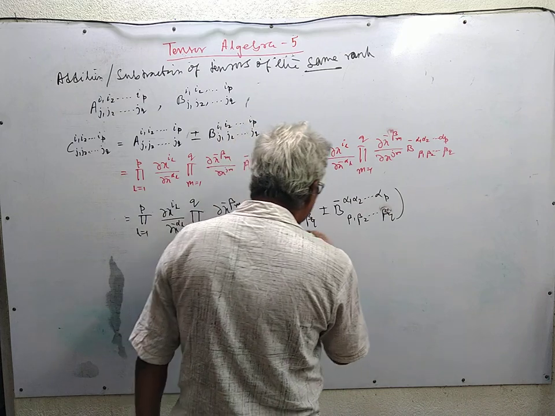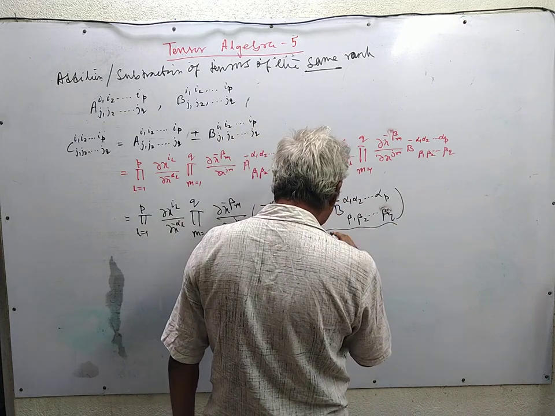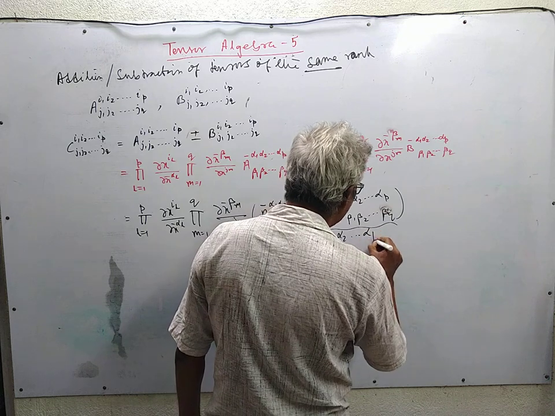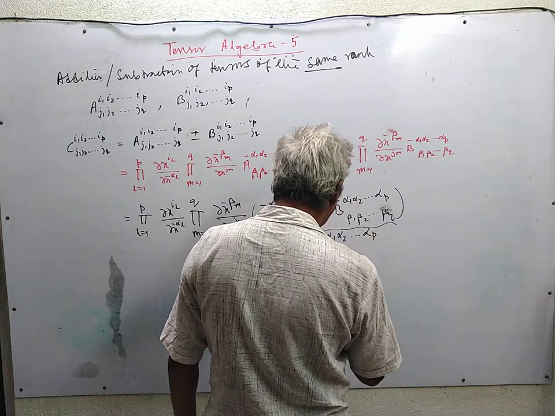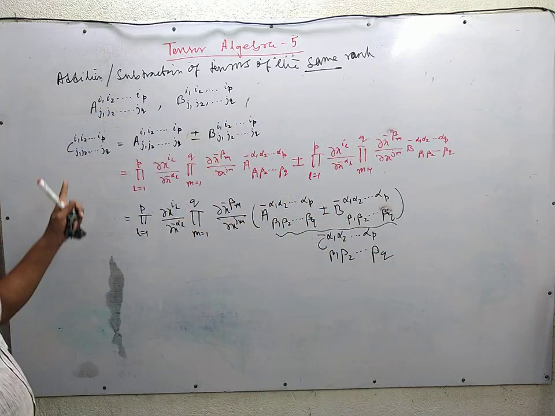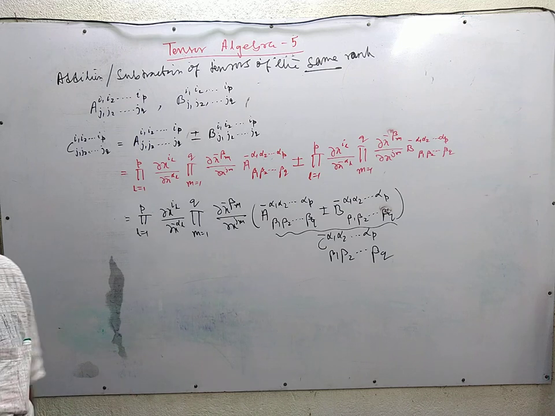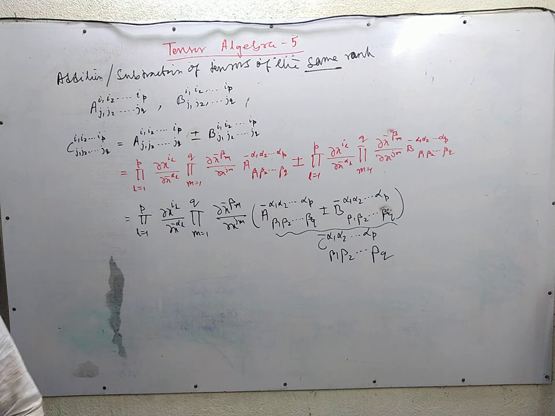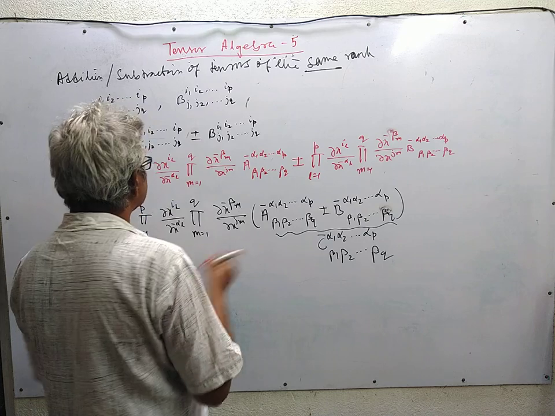If we define it as C bar alpha 1, alpha 2, ... alpha P, beta 1, beta 2, ... beta Q, then we see that C and C bar are the components of a tensor of rank P plus Q. So if we add two tensors of the same rank or subtract two tensors of the same rank, the resulting quantity is again a tensor belonging to the same rank as the components.